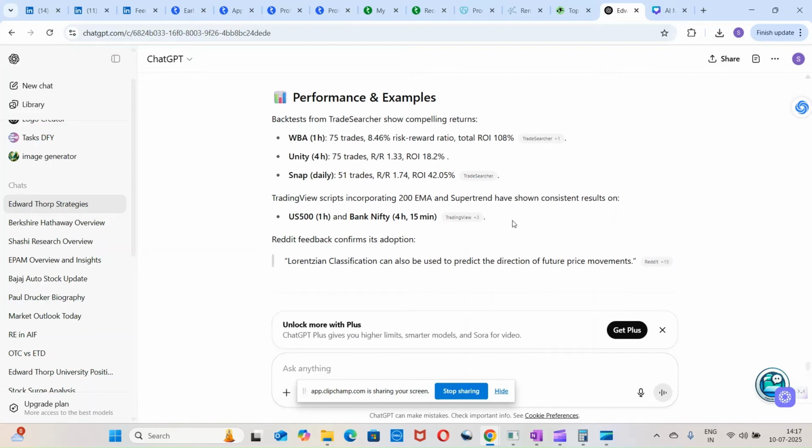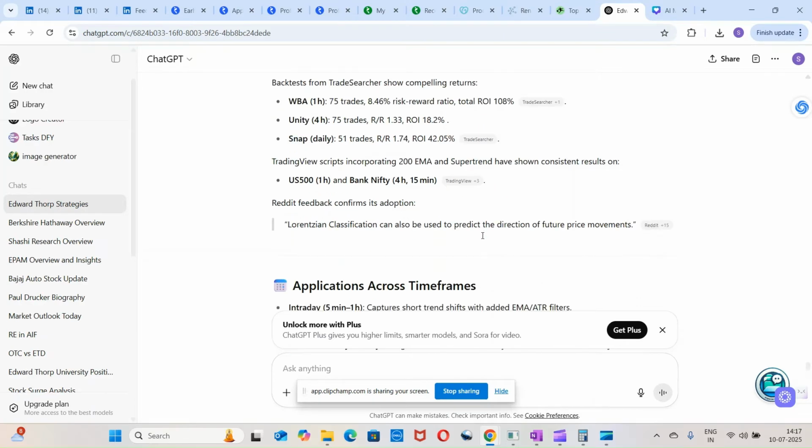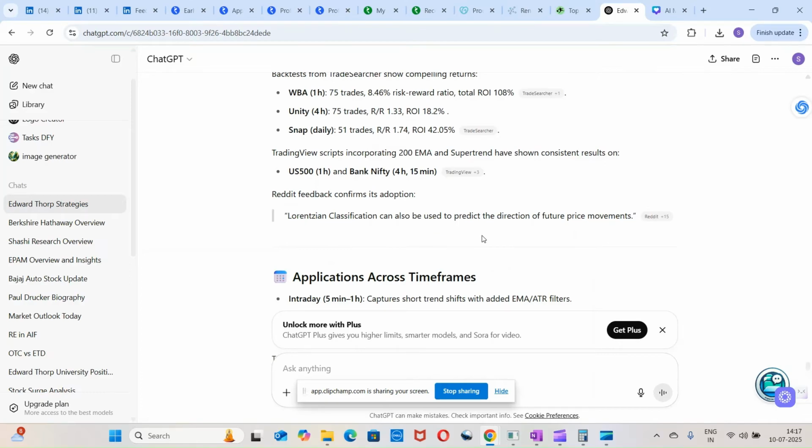When you incorporate this Lorentzian indicator with 200 EMA or Supertrend, very good results are seen in Bank Nifty on a 4-hour chart and a 15-minute chart. One Reddit feedback confirms its adoption. Lorentzian classification can be used to predict the direction of future price movements, so it does forecast future price movements also. That is the beauty of it. It also tells you the prediction accuracy of the future price movement.